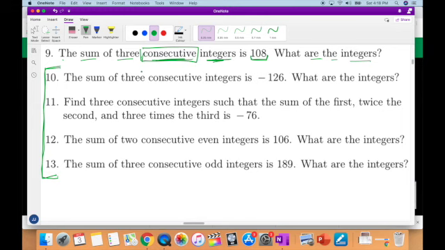x plus x plus 1 plus x plus 2 is equal to negative 126. Yes, that's it. And it's the same 3 consecutive integers from the previous question, right? Yes, sir. So we can work it in the exact same way, and we'll solve it just now.